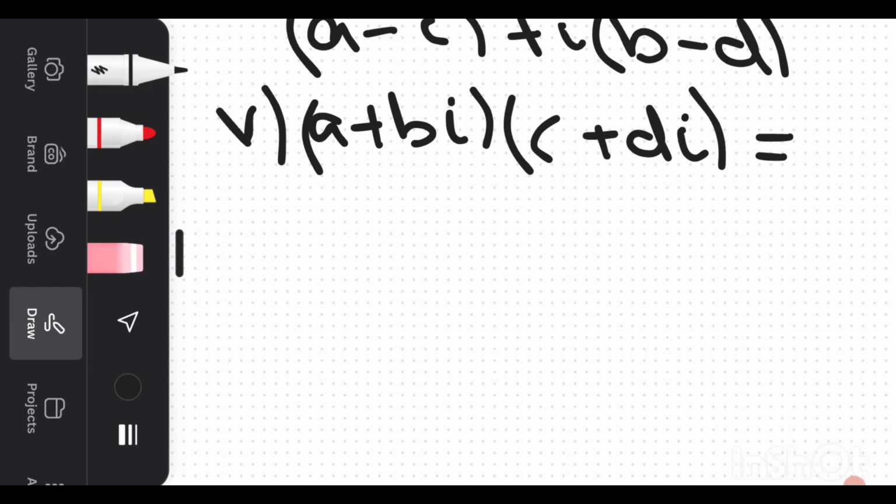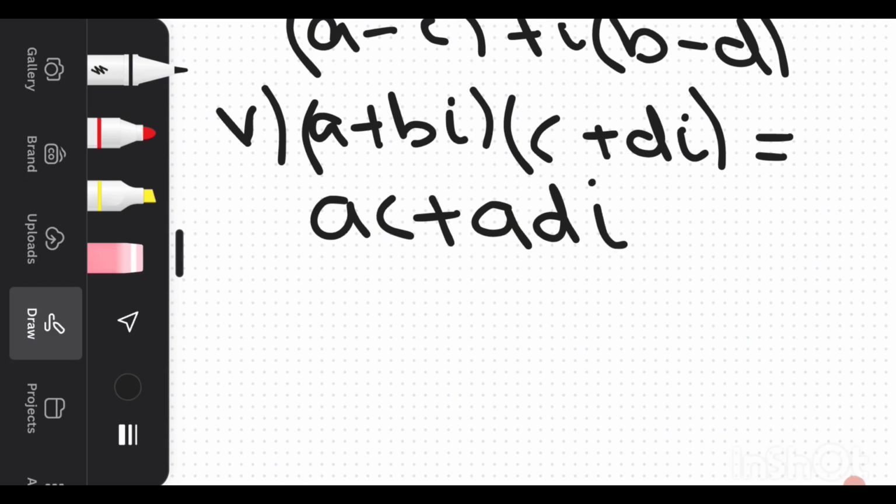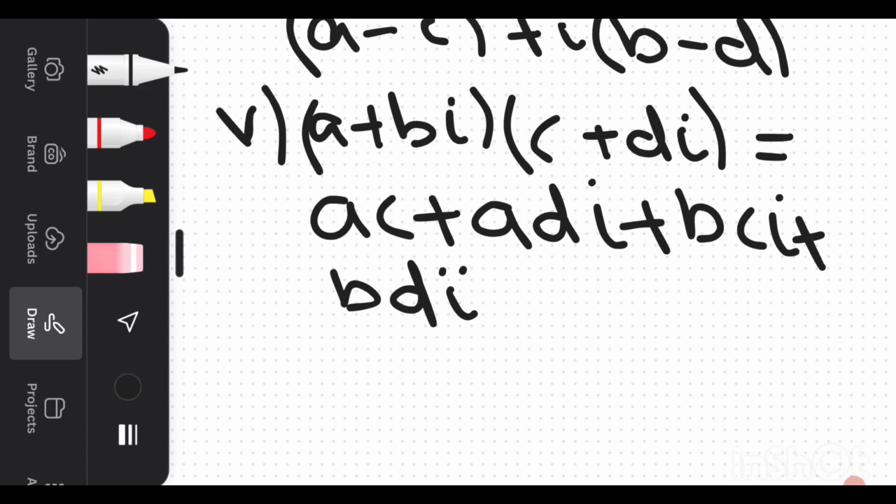Now look, just multiply a with c, this is equal to ac, real part with real part, then again real part with imaginary part, plus ad iota plus bc iota. Now plus the last one, bd iota square, because there are two iotas, one is this and the second one is this.